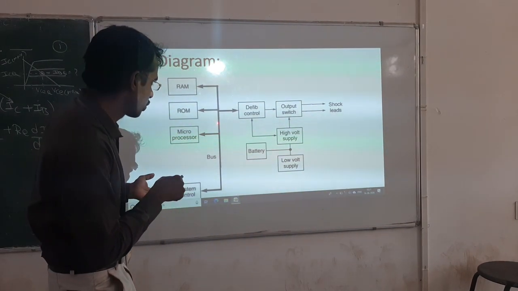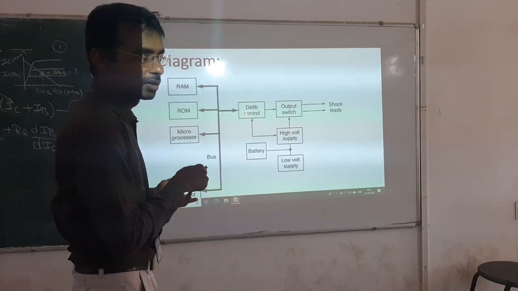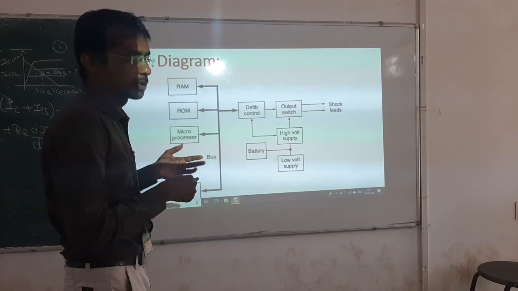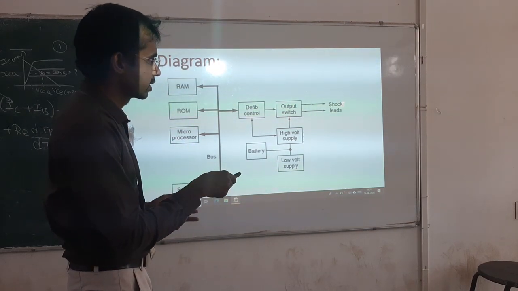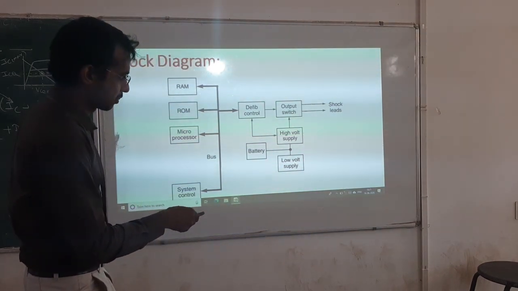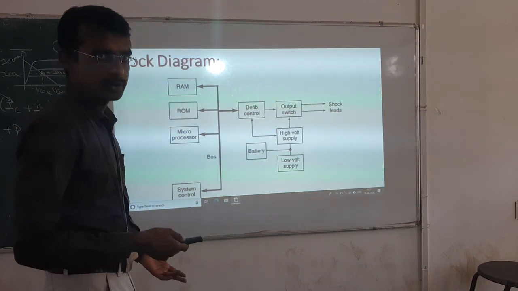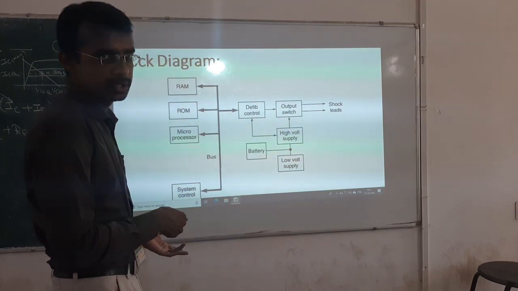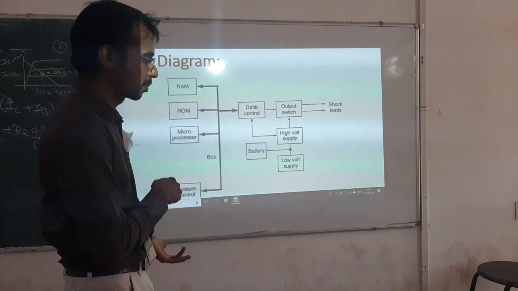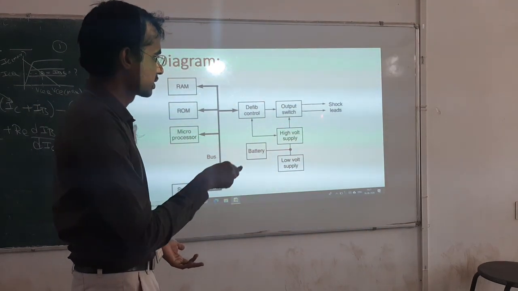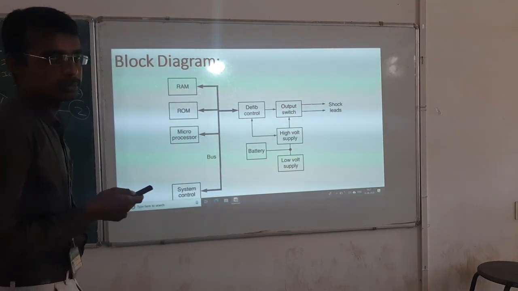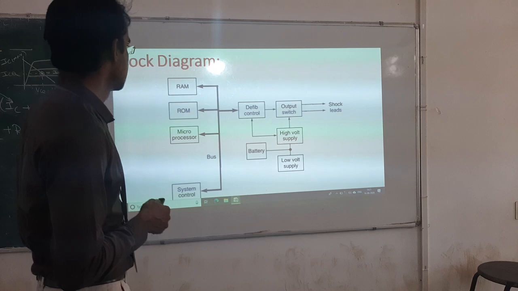This microprocessor, through its control bus, gives a signal to the defibrillator control. Whenever the signal goes from there, the output switch opens and the high voltage goes to the shock. That's how defibrillation happens. There is also a low voltage supply, obviously for the microprocessor, RAM, ROM and system control, which needs to operate at 5 volts. That is why you have a low voltage operating section and also a high voltage operating section. This is the block diagram of the internal defibrillator.